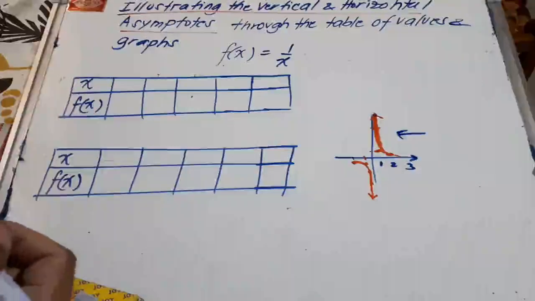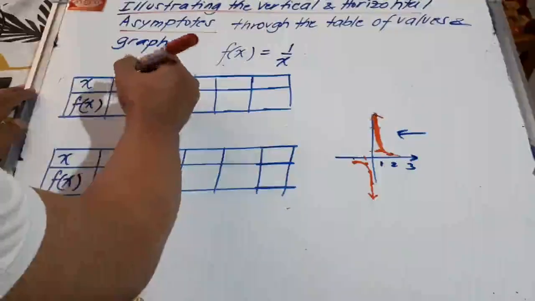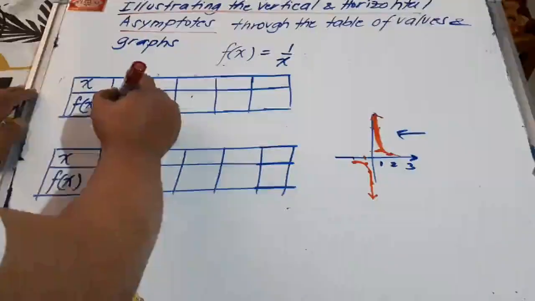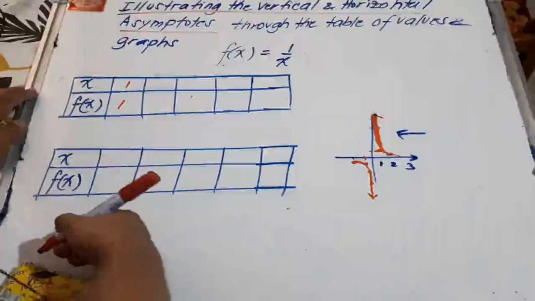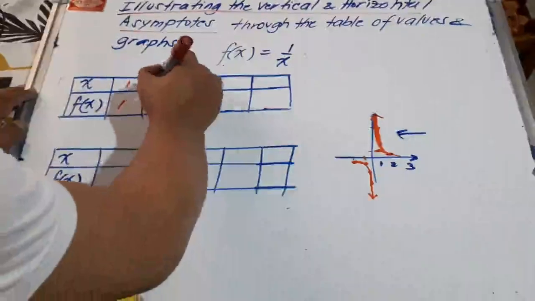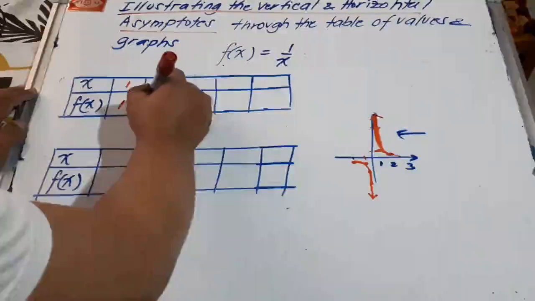Let's start with the value, let's say 1. If x is 1, f of x or f of 1 is also 1. Okay? If x is, let's say 10, f of 10 is 0.1.